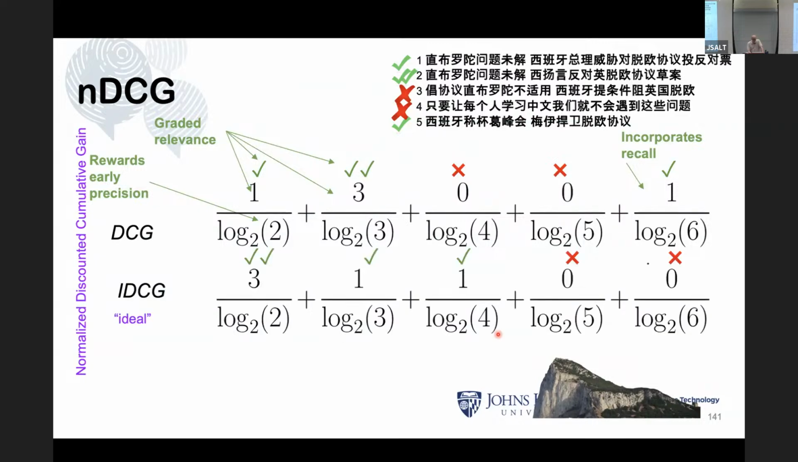The ideal score would look like this. You'd find all of the highly relevant documents first, and then all the somewhat relevant documents, and then the non-relevant documents. And if you got the DCG score for that, that would be your best possible. So NDCG is just the normalization of your DCG score by the maximum possible score you can get.